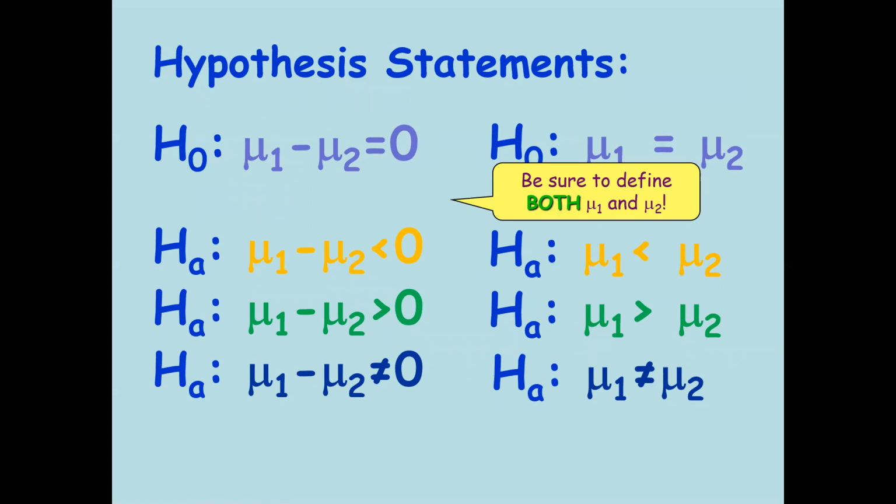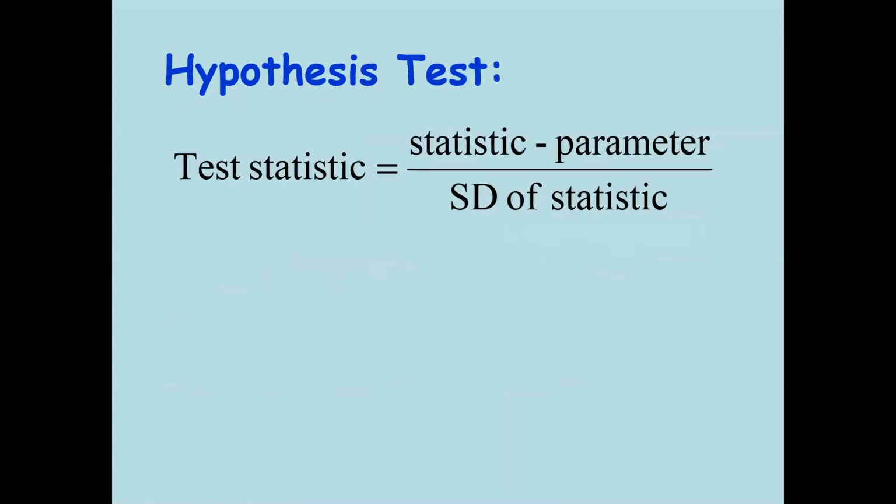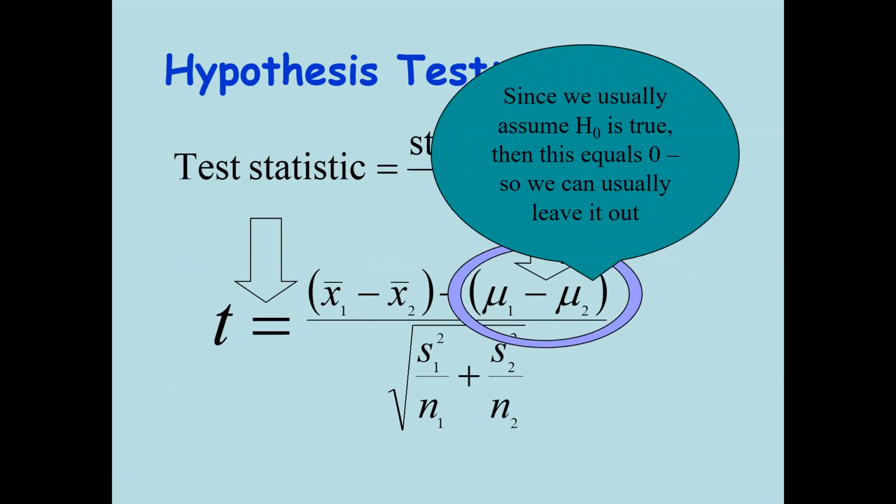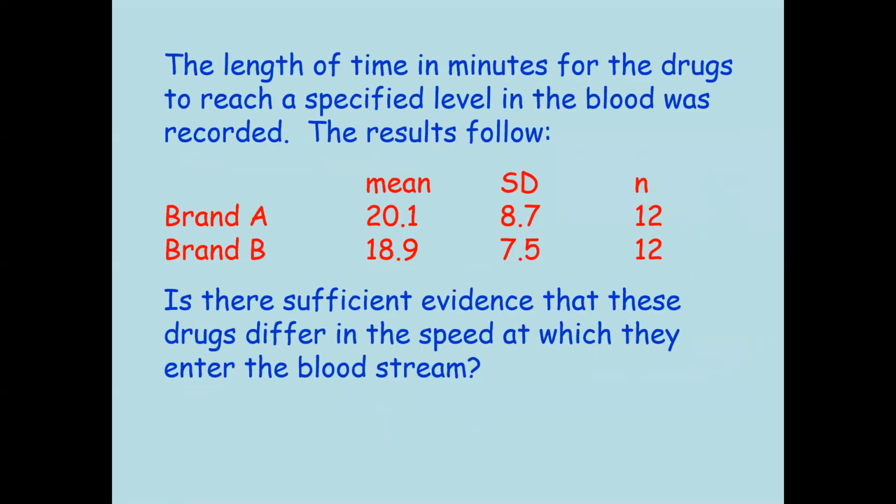So what do your hypothesis statements look like? Again, your null is always equal to. It could look either like the left side or the right side. I think the right side typically is easier, but notice that they could be written either way. You can either subtract and have 0 on the right-hand side, or you can have them equal to, less than, greater, or not equal to, just no difference. So hypothesis test statistics, again, typically it will be a t-statistic, as we do not know a sigma. x1 bar minus x2 bar minus mu1 minus mu2, all divided by a big square root. Since we usually assume that the null is true when this equals 0, we can usually leave it out. But again, calculator does the work for us.